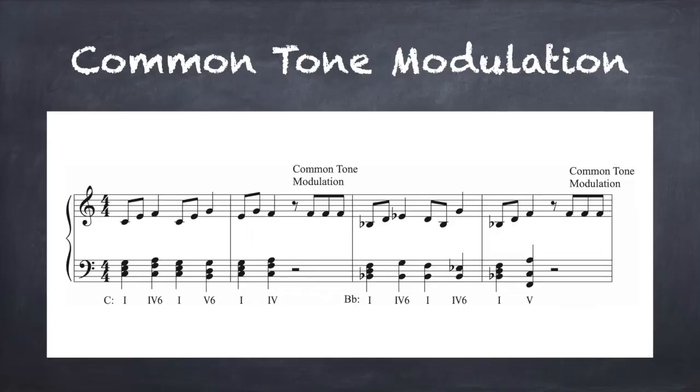Let's take a look at common tone modulations. Common tone modulations use a single tone as a means of pivoting to a new key. In the example below, the first modulation is from C to B flat. Both C and B flat have an F natural in the scale. At the end of the line, the common tone appears again. It could modulate back to C major, or it could modulate to any key with an F in its scale.